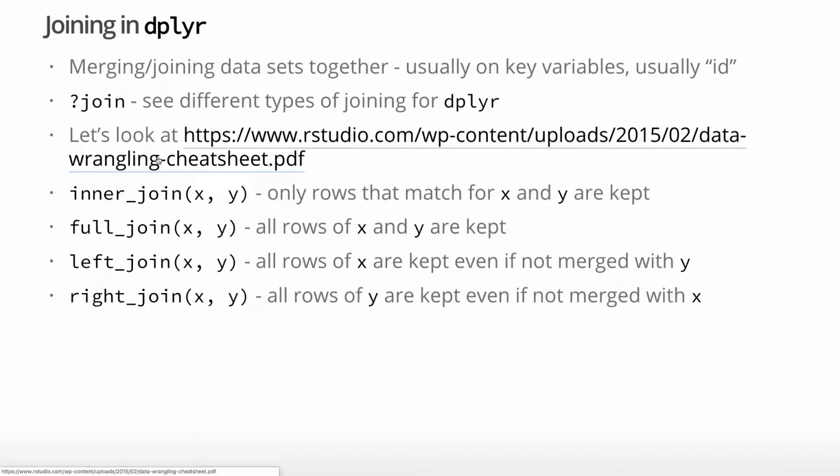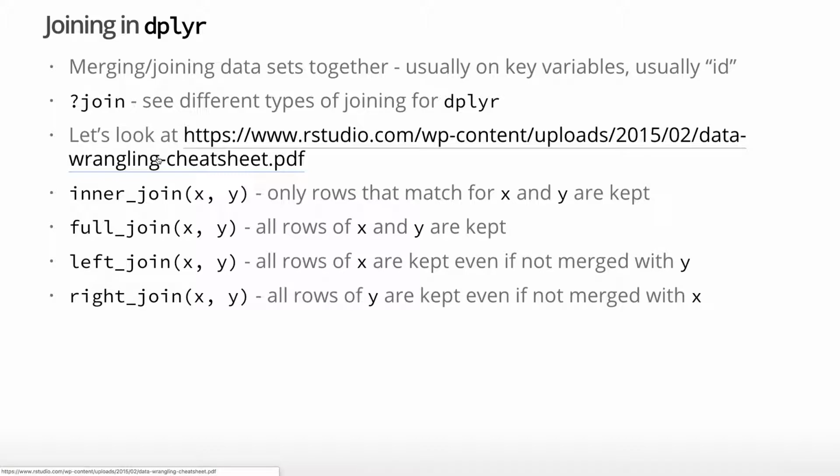Okay, a full join is the opposite. Don't keep the intersection, keep everything. Keep like the union of everything. So if you have any data in X and any data in Y, you are going to keep it in the full join. Okay? Now, left and right joins, the order of the arguments really, really matters.